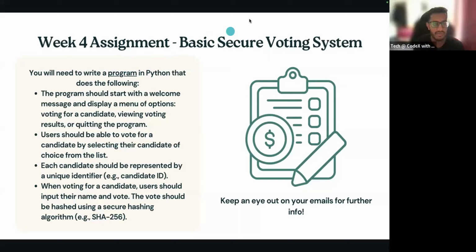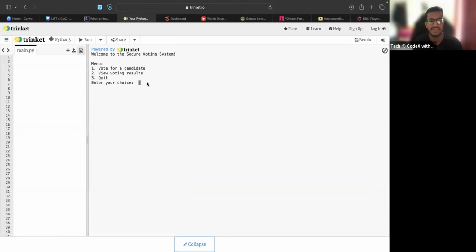Sorry, I just need to figure out a way of not showing you the code for it. Right, okay. So you can see here, secure voting system: vote for a candidate, view voting results, or quit. It doesn't need to look exactly like this. You can amend it. If I view voting results now, you can see that each candidate has 0 votes.